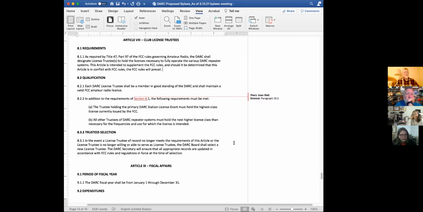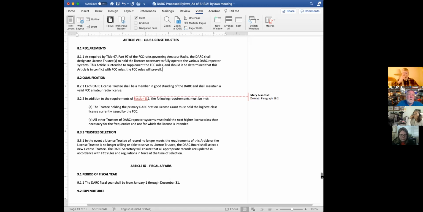8.2, qualification. 8.2.1, each DARK licensed trustee shall be a member in good standing of the DARK and shall maintain a valid FCC amateur radio license. 8.2.2, in addition to the requirements of Section 8.1, the following requirements must be met. A, the trustee holding the primary DARK station license grant must hold the highest class license currently issued by the FCC. B, all other trustees of DARK repeater systems must hold the next higher license class than necessary for the frequencies and use for which the license is intended.